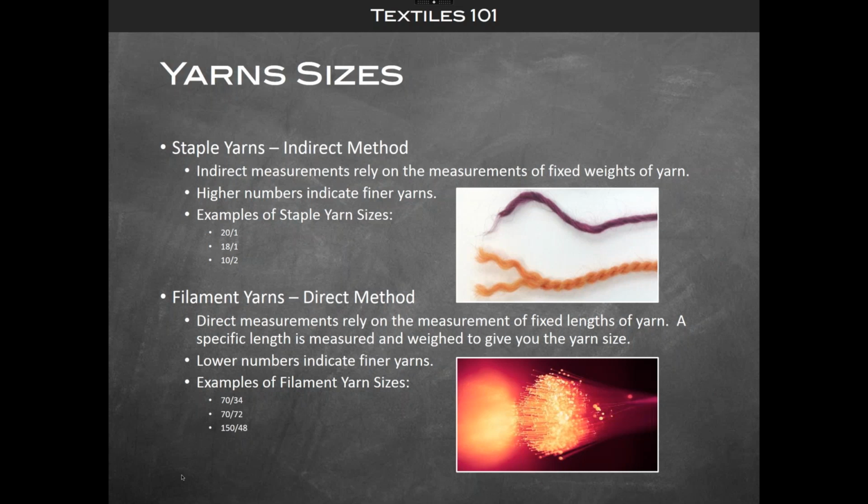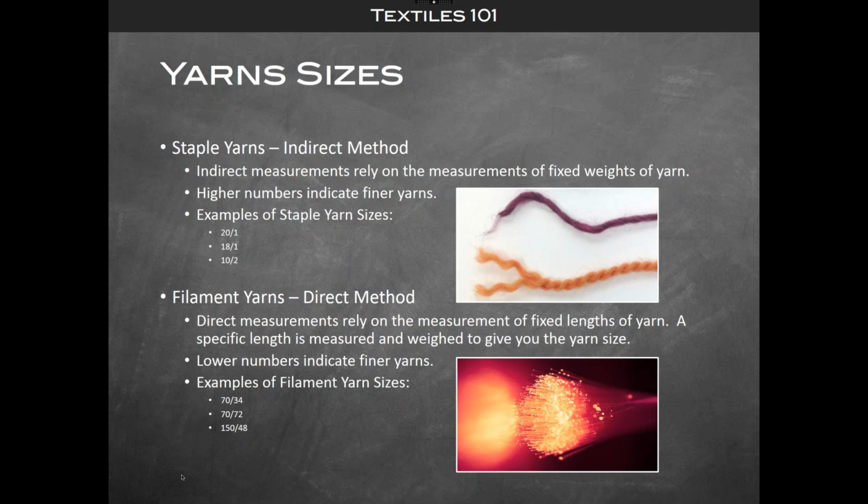For filament yarns, they use a direct method. Direct measurements rely on the measurement of a fixed length of the yarn. So a specific length is measured and weighed to give you the yarn size. Lower numbers indicate finer yarns, and examples of filament yarn sizes would be like a 70-34 or a 70-72, maybe a 150/48. So as these numbers get bigger, it means your yarn size is getting bigger.